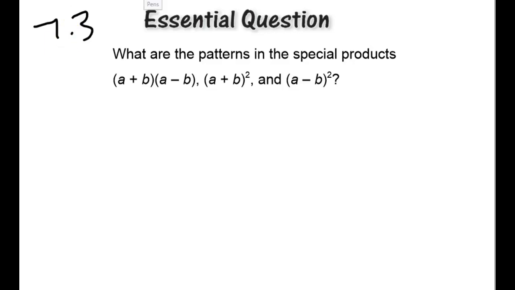All right, so here is section 7.3, and our essential question is what are the patterns in the special products a plus b times a minus b, a plus b squared, and a minus b squared. So you'll see that we see some patterns that happen over and over again, and that leads us to kind of simplify things. We don't have to do all the long work. We can just kind of go with what we know.